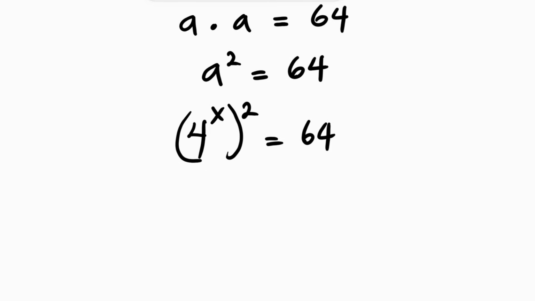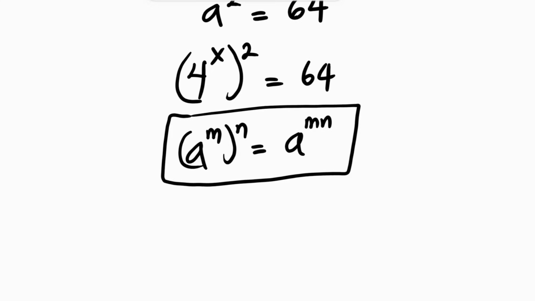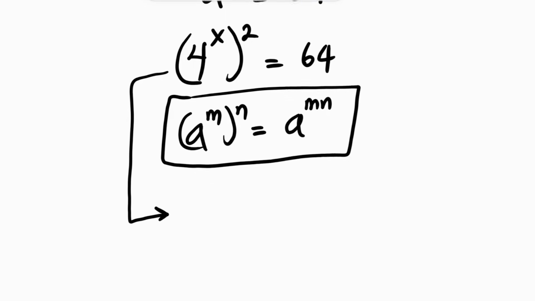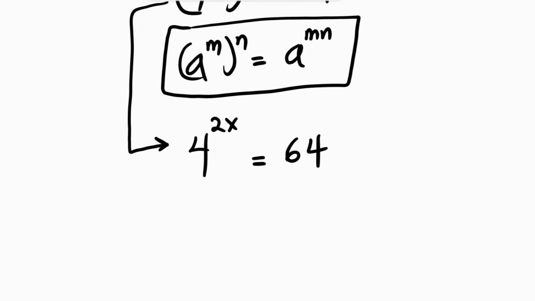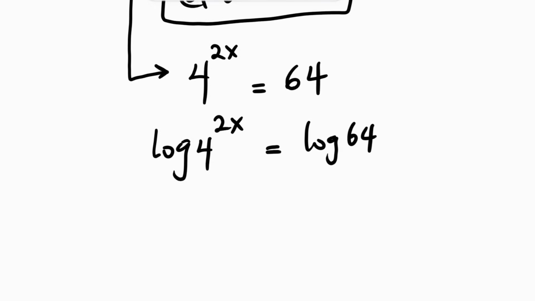Now we know a raised to the power m, all raised to the power n, is the same thing as a raised to the power mn. So now what we have here is 4 raised to the power 2x equals 64. Okay, so at this point, we can introduce log to both sides. So now we have log of 4 raised to the power 2x equals log of 64.